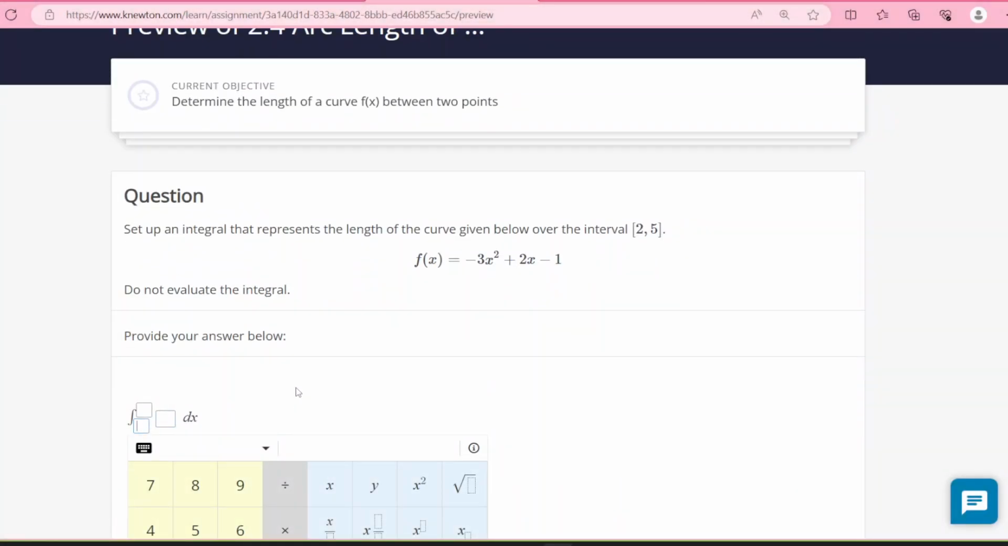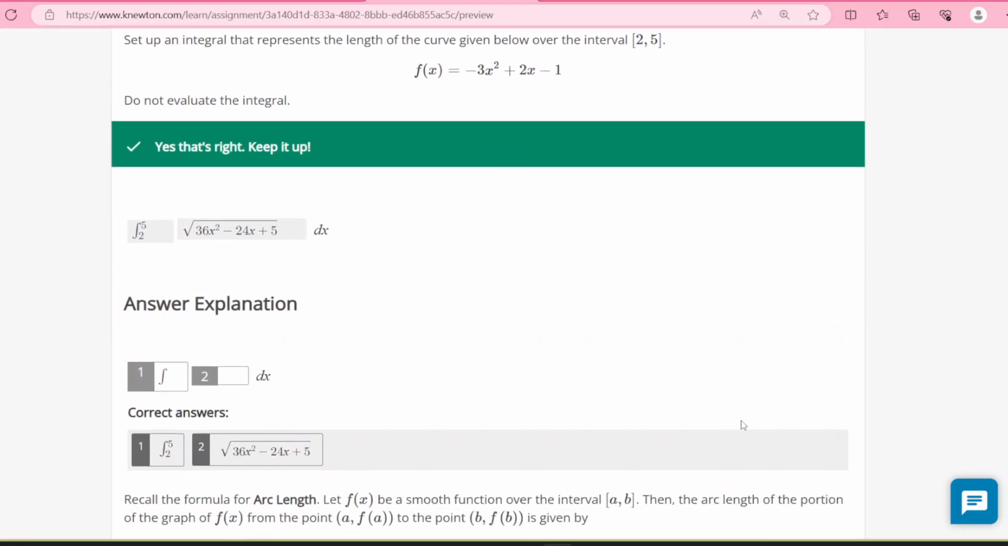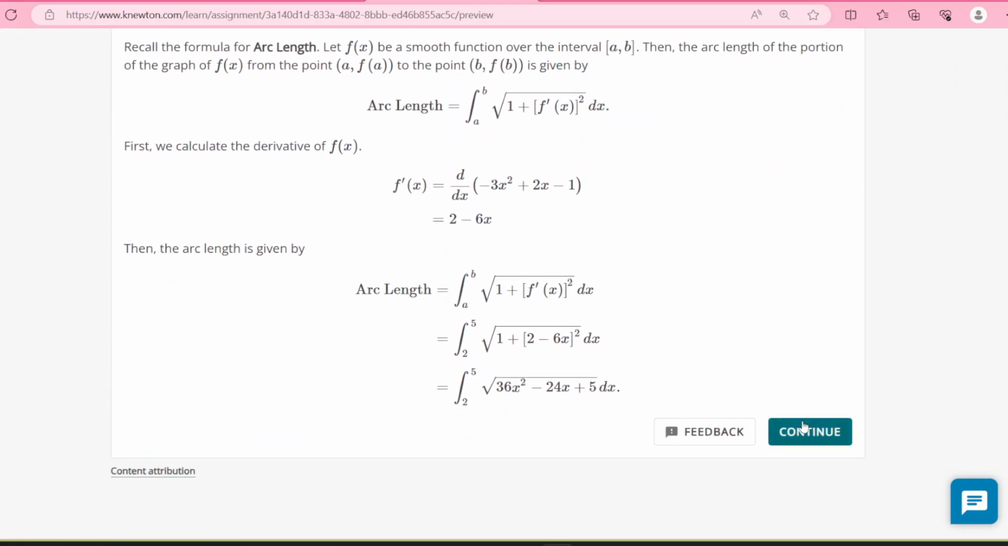The lower limit, x equals 2, upper limit, x equals 5, and the integrand, the square root of 36x squared minus 24x, plus, it's outside the square root again, plus 5. All inside the square root. Check it out. And again, answer explanations. All right, moving on.